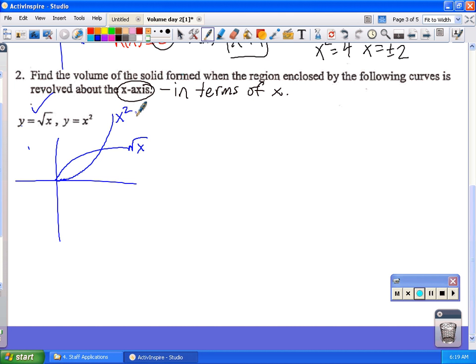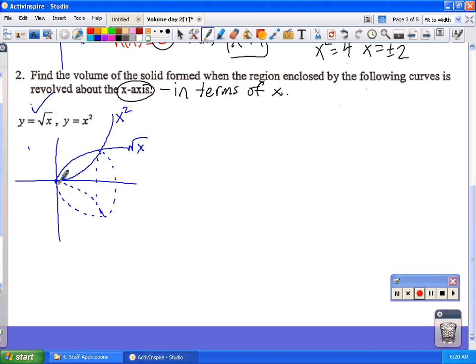I'm going to revolve that around the x-axis. Again, I'll show you what the reflection would look like. You don't have to draw this. The reflection would look something like this. And then the circular region, you can see that there's a hole all the way until you get to the point of intersection at the origin. It looks kind of like a flower or something.